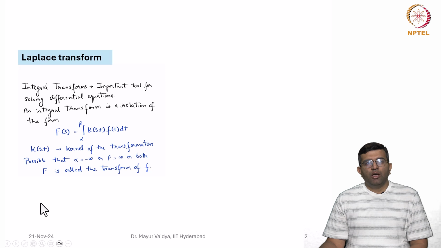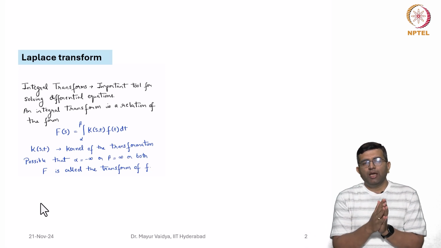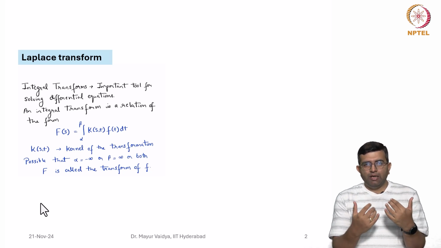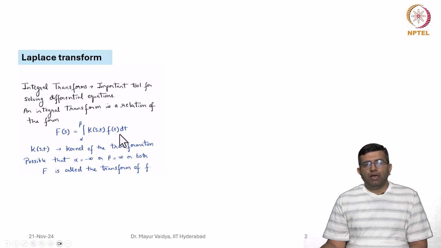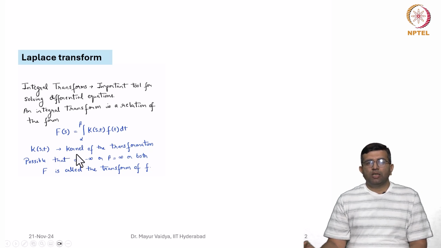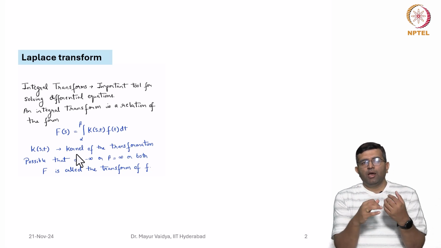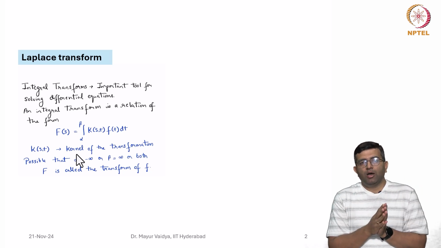Basically, integral transforms, as we call them, are an important tool for solving differential equations. Any integral transform in general can be written as F of s equals integral from alpha to beta of K of s comma t, f of t dt, where K of s comma t is known as the kernel of the transformation. So K, alpha and beta will vary depending upon what transform we are looking at.